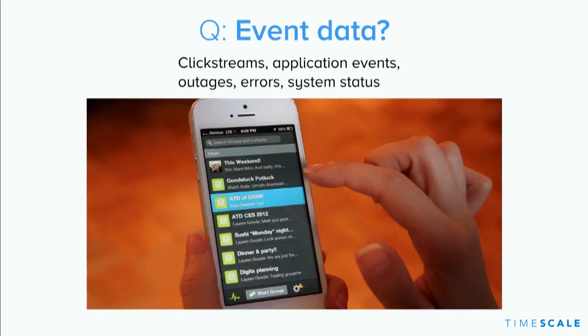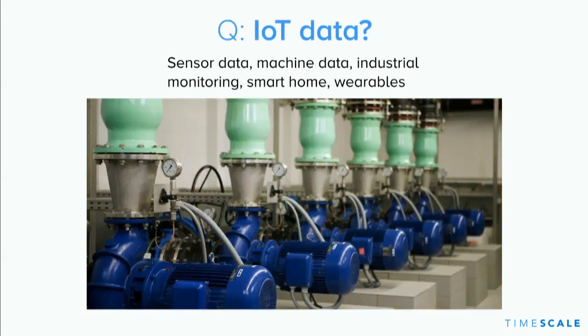There's event data. Prior to Timescale, I spent the previous 10 years in the mobile industry, running the mobile engineering team at a group messaging app called GroupMe. This is a screenshot from GroupMe, and we had a lot of event data: clickstream data, application events, errors. I would call that time series data.